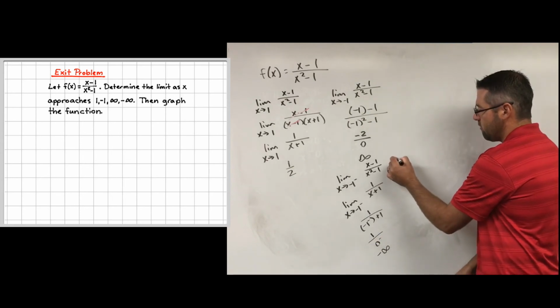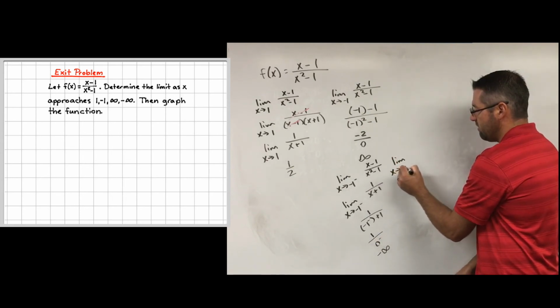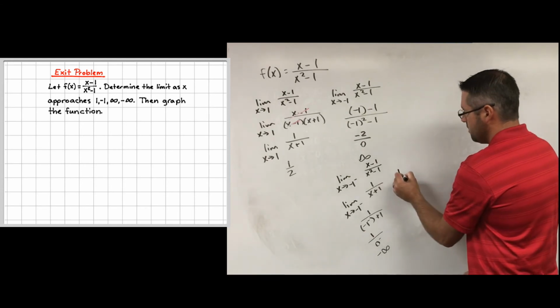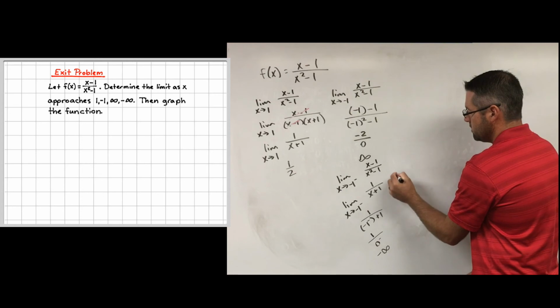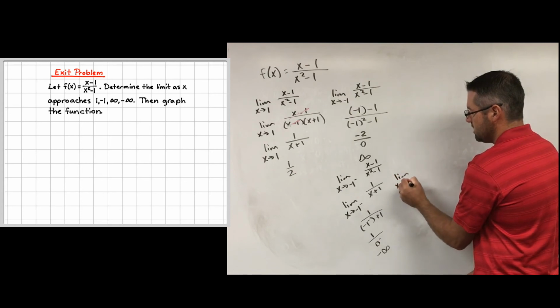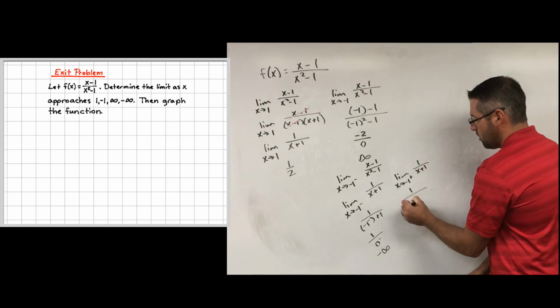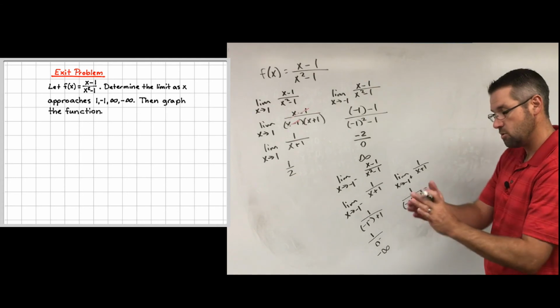And then looking for the limit as x approaches negative 1 from the right, we're going to do the same thing. Let me move it down here. Okay, my brain's not working. Limit as x approaches negative 1 from the right, well, that's going to be 1 over negative 1 from the right plus 1. What's a number just to the right of negative 1?